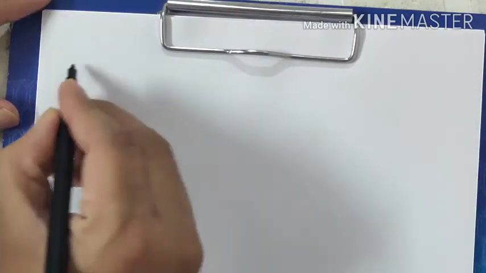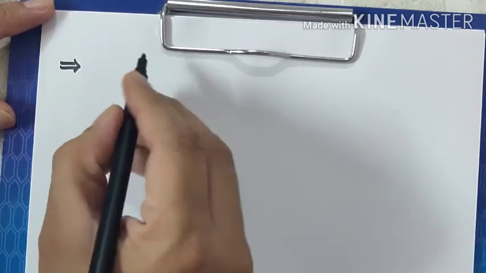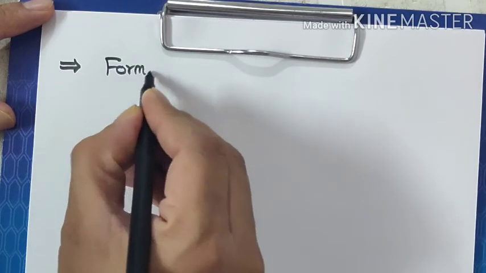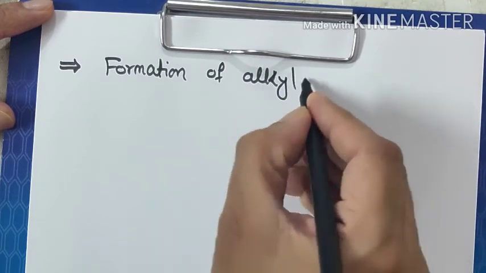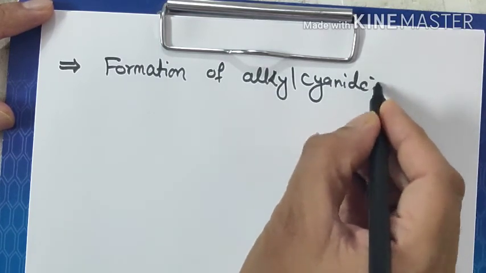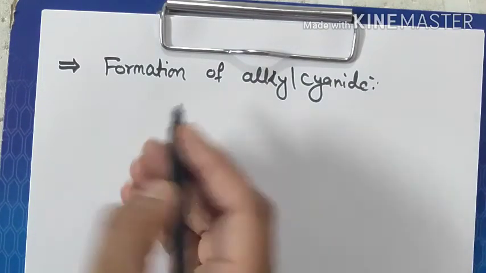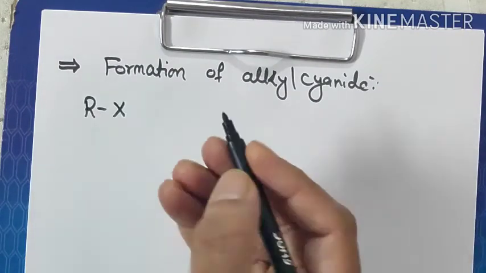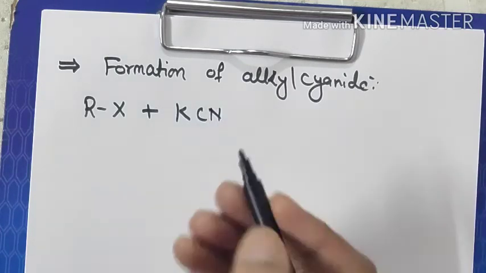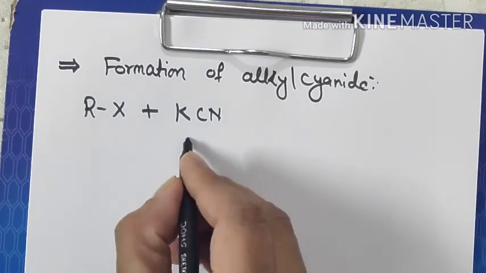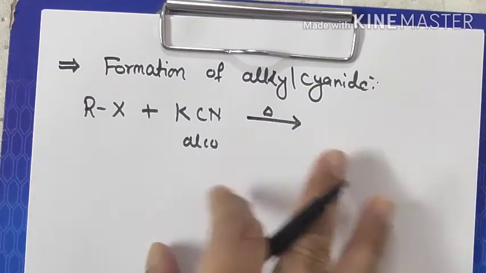Now, the next reaction is formation of alkyl cyanide. Okay, now what this reaction is, let's understand in the general form first. RX, alkyl halide, is treated with KCN, and this KCN is alcoholic KCN, and we heat this or boil this.